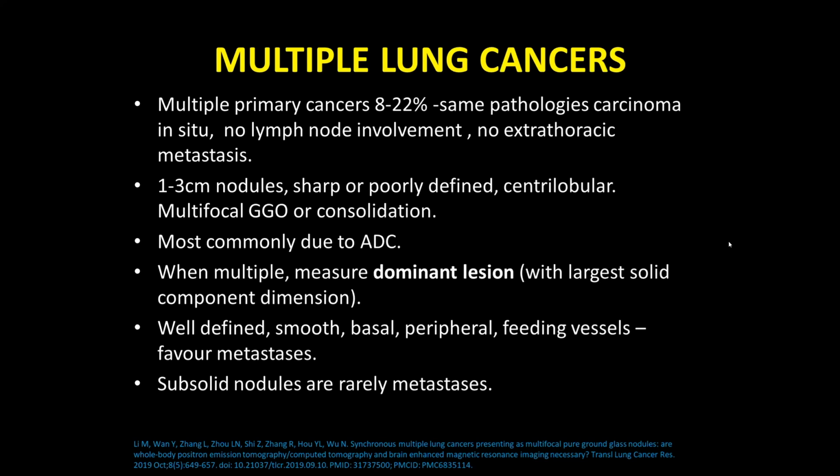Okay, so when you have things like this, how do you differentiate between metastasis and lung cancer? Again, very, very difficult. But some things are subsolid nodules, that is mixed ground glass attenuation nodules, are rarely metastasis, very rarely. Okay, and then basal smooth lung interface, presence of feeding vessels in peripheral, those are the things which favor a metastasis more than multiple lung cancers.